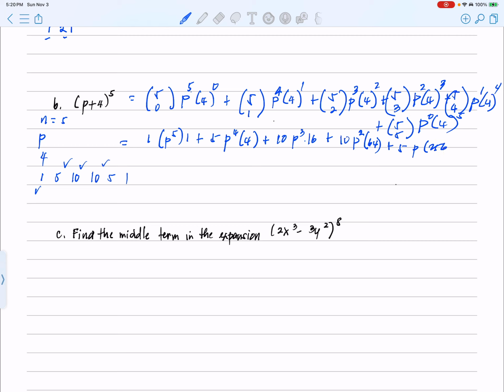Then 5 choose 5 is 1. P to the 0, it's 1. 4 to the power of 5 is 1024.